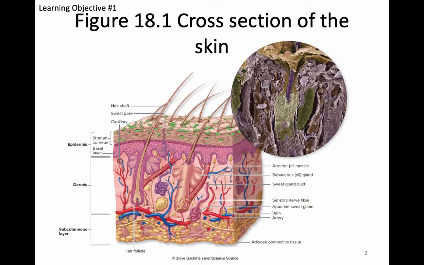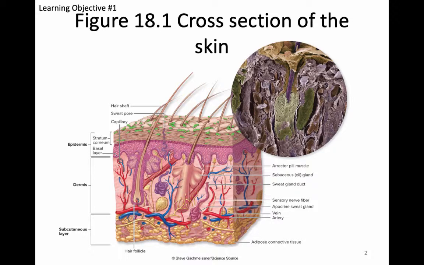So the skin is made up of several layers. The most superficial layer is called the epidermis, and the top portion of the epidermis is the stratum corneum, which is comprised of dead skin cells that are about 40 cells thick, and the entire epidermis is replaced every 25 or so days. Underneath the stratum corneum, we have the basal layer, which is made up of epithelial cells.